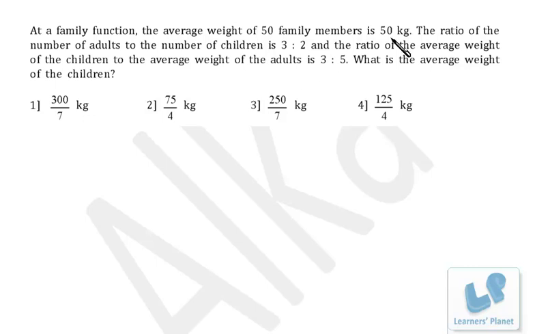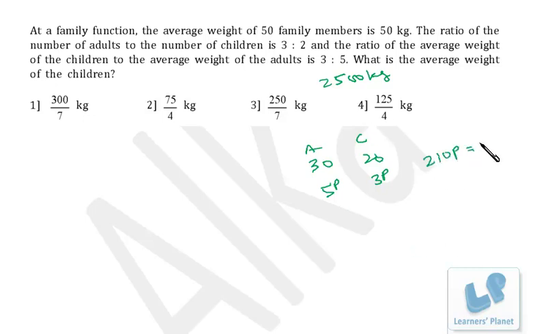50 family members and 50 kilogram weight, that means in all 2500 kilogram weight, right? Now the ratio of number of adults to children is 3:2, that means 30 adults, 20 children, right? The average weight of children to average weight of adult is 3:5, that means children 3 part and adult 5 part. So in all it is 150 plus 60, that is 210 parts, and this 210 parts is actually 2500.